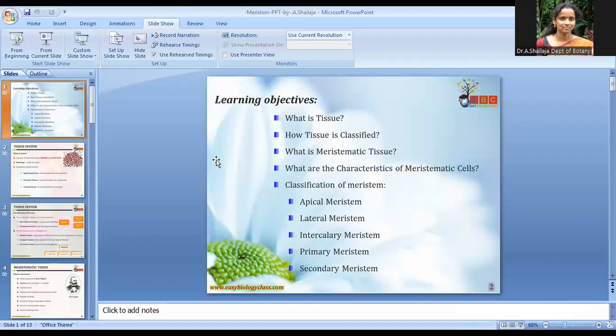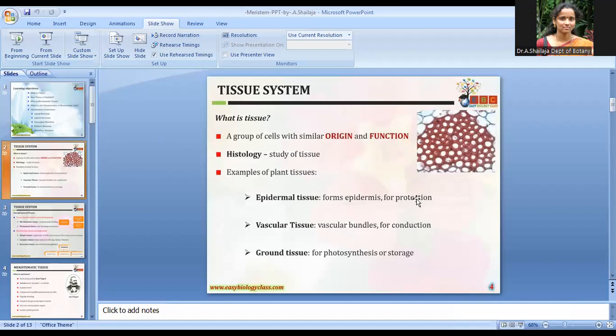Okay. So now, what is the tissue in today's class? How is that tissue classified? What is the meristematic tissue? What are the characteristics and classification of meristem? How many types is meristem divided into? Okay. Next, we are coming to the tissue system. So first of all, what is a tissue?